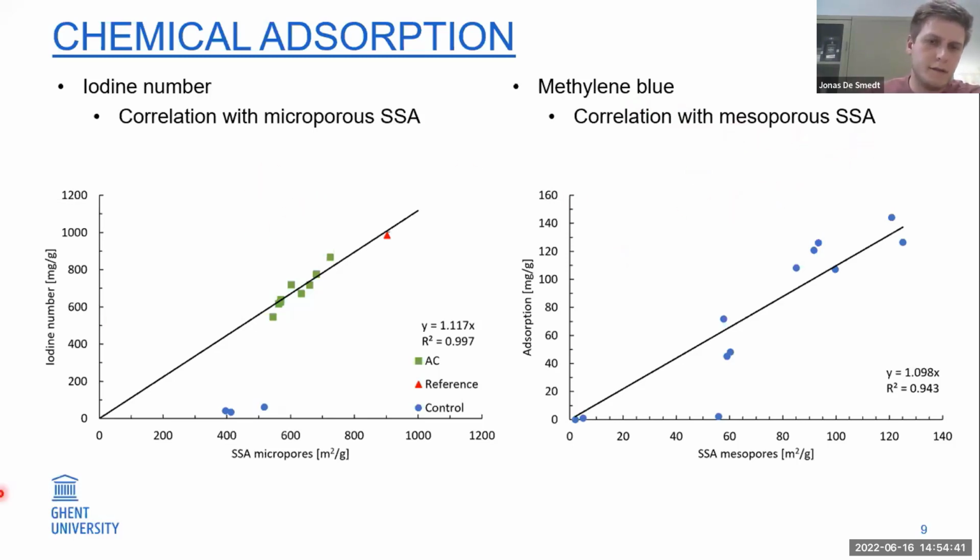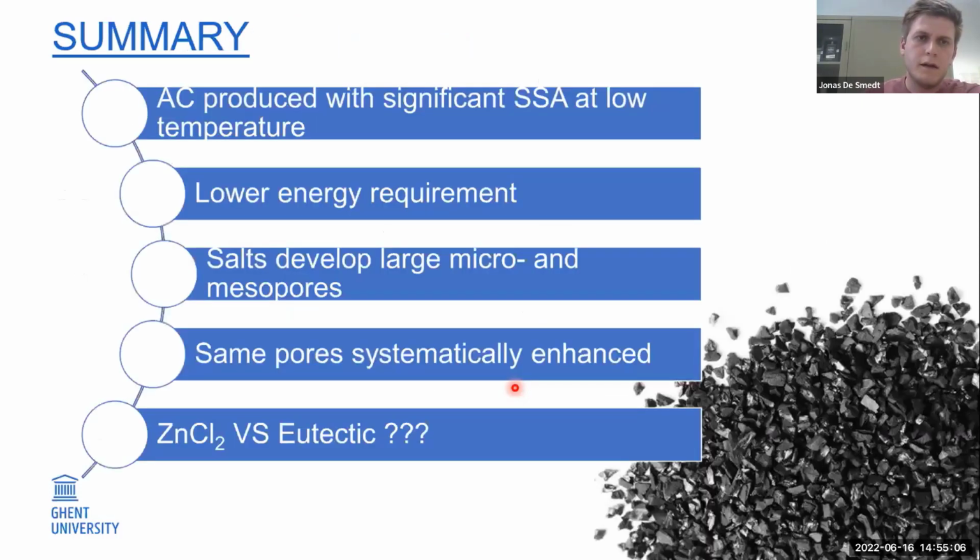And in both cases, we saw that we have a very good correlation between the mesoporous surface area and the adsorption. This also means that in the future, if you want to do the same experiments, you can get an estimation of the pore size distribution, or the amount of which pores are produced, and we can do this test very easily.